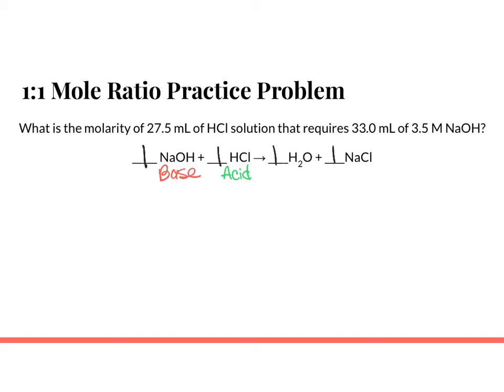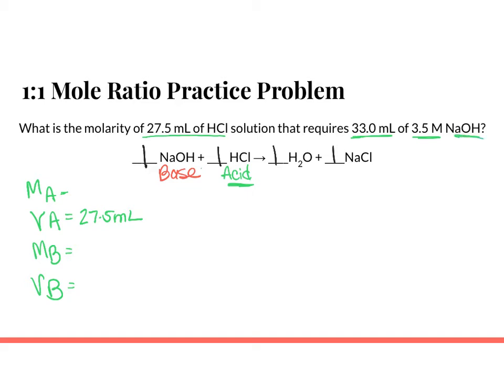And now I want to go ahead and identify my variables. So when I do this, I need the molarity of the acid, the volume of the acid, the molarity of the base, and the volume of the base. As I start looking through this, it says, what is the molarity of 27.5 milliliters of HCl? HCl is an acid, so I know that that's my volume. So 27.5 milliliters. That is required for 33 milliliters of 3.5 molar NaOH.